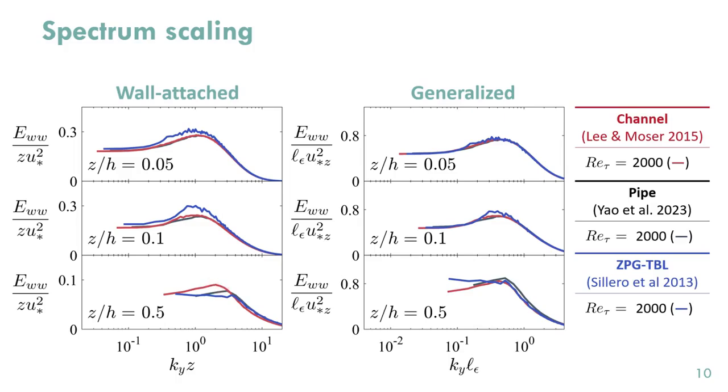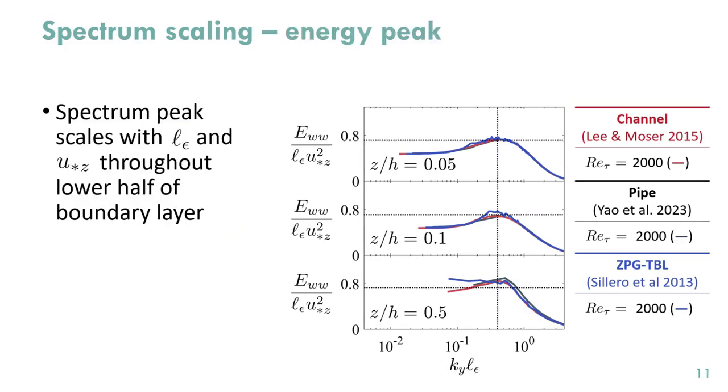In addition to having a nice collapse of the different curves at different heights, what you can also notice is that this peak wave number, when normalized using the generalized scales, is pretty much invariant with height across the three examples that I've shown, such that we have this really robust scaling of the spectra with this dissipation-based length scale and with the local in height stress throughout the entire lower half of the boundary layer.